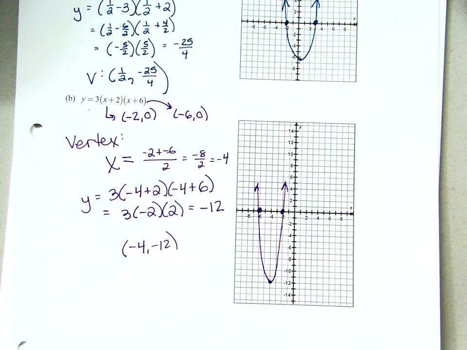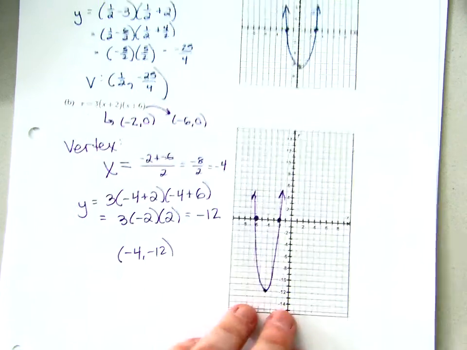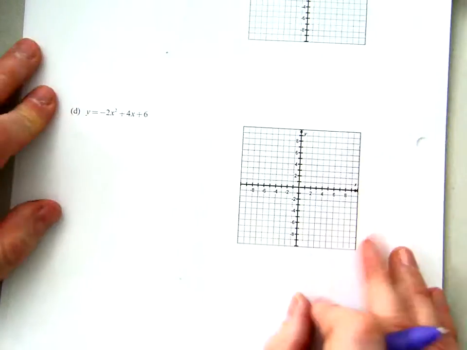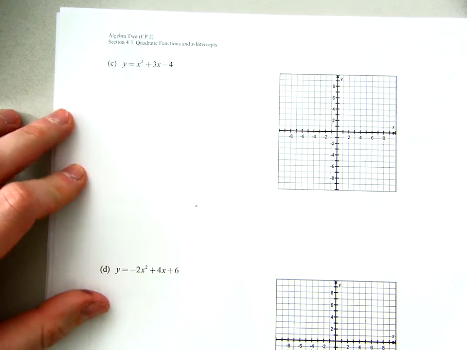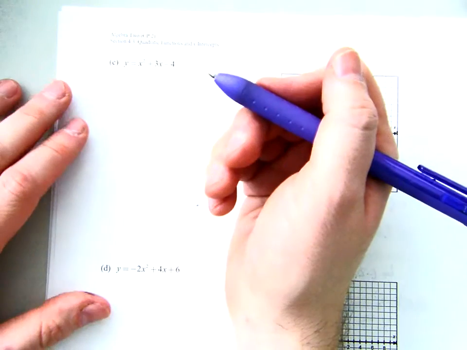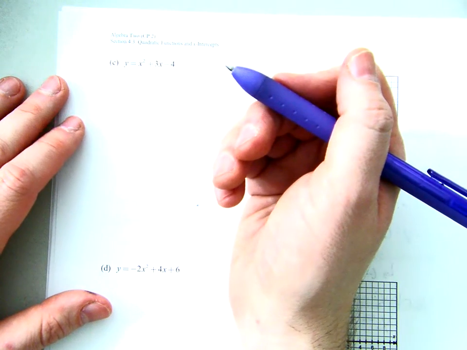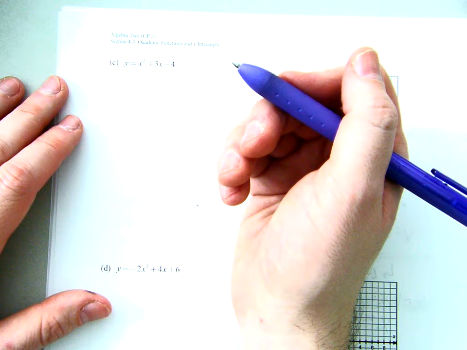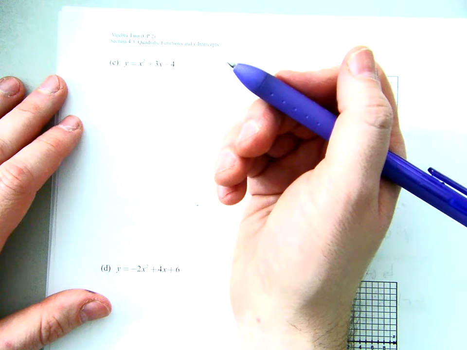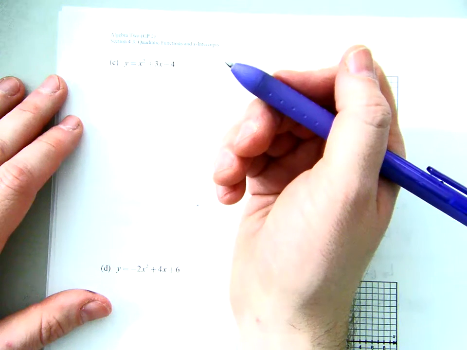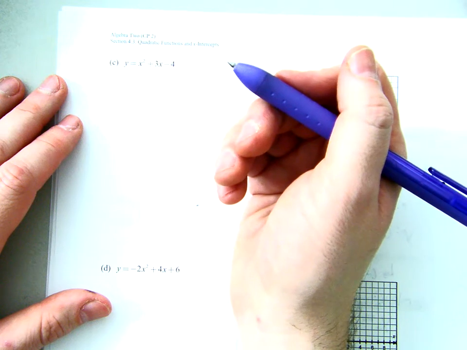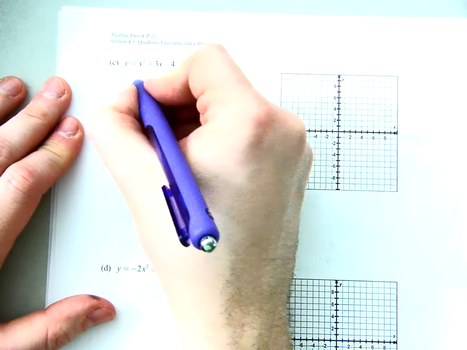Next one. We have a little bit of converting we need to do in letter C. I would like to graph the x-intercepts and the vertex, but I first need to convert this to factored form. I mentioned this at the end of class yesterday. How do we convert to factored form? Just say it. Factor. That's all we need to do.